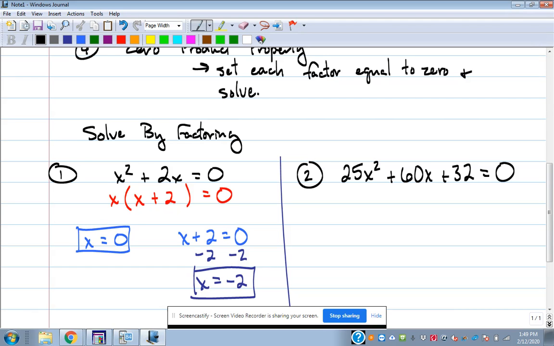So what method do I use to factor the left-hand side? How many terms are there? 1, 2, 3, right? So that's that X thing that we did. What goes on the top of that X?